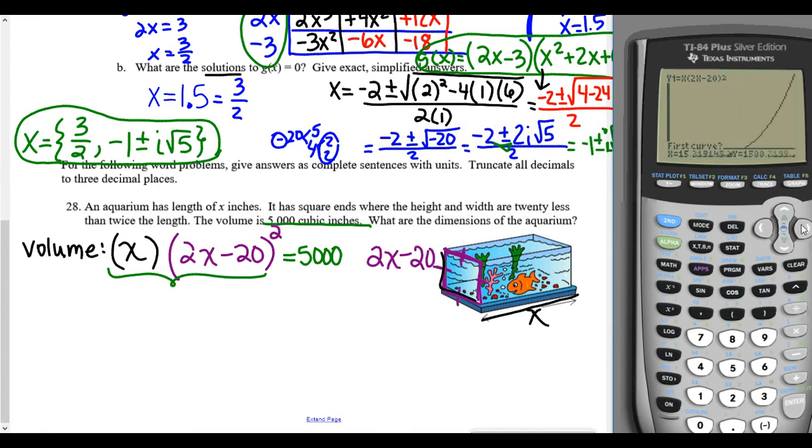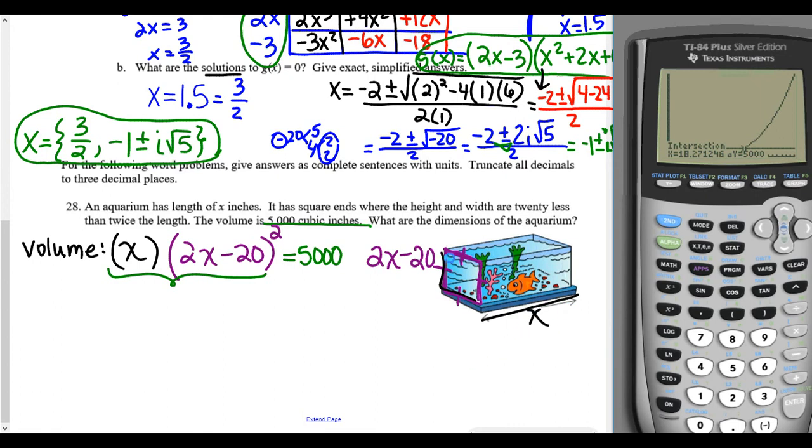So I'm going to go to second calc, the intersect. I'm going to move close to where these 2 cross, and then I'm going to hit enter, enter, enter. For the first curve, I hit enter. For the second curve, I hit enter. And for the guess, I hit enter. So my intersection up here is at 18.271, and y is 5,000. So this 18.271, that would be x for my aquarium.